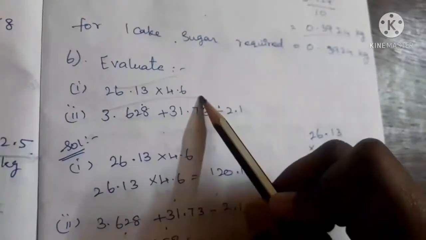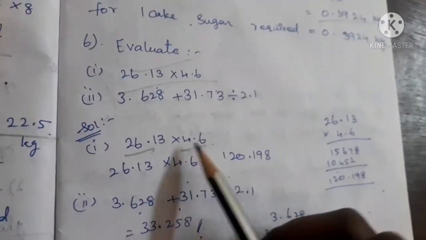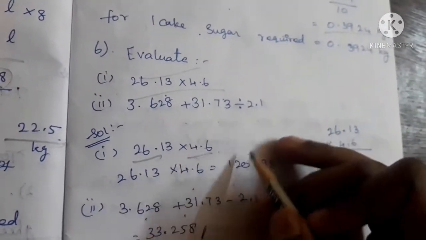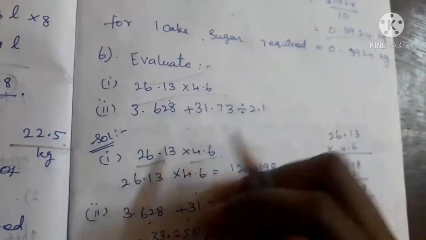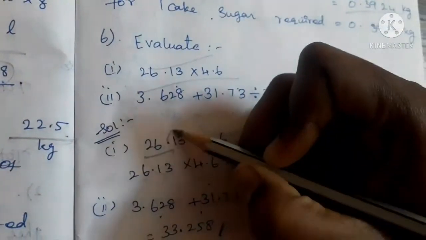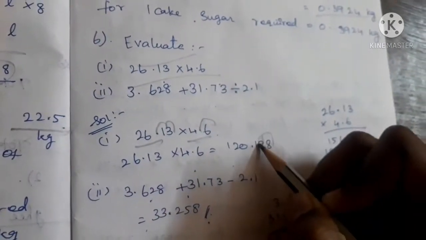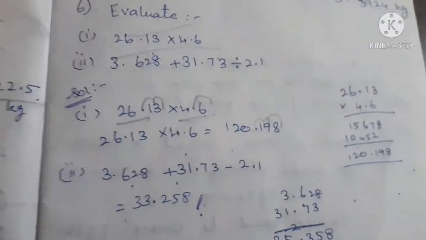Evaluate. You should just multiply. When you are multiplying, as I told you, multiply the normal numbers, then you can add the points. Okay, I got 120198 after multiplying. Here it is 1, 2 decimal places, 3 decimal places. So I should move it 1, 2, 3. It is very easy to understand.